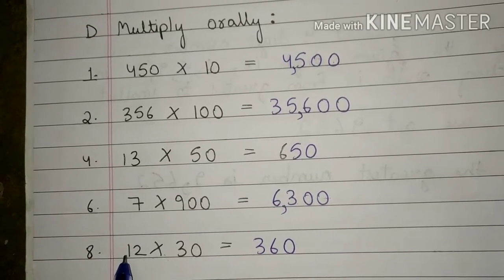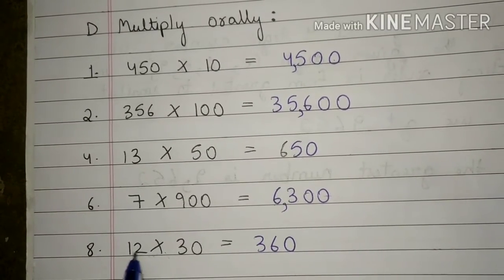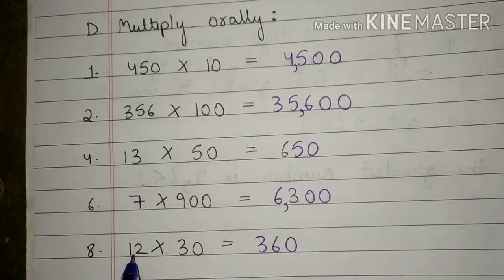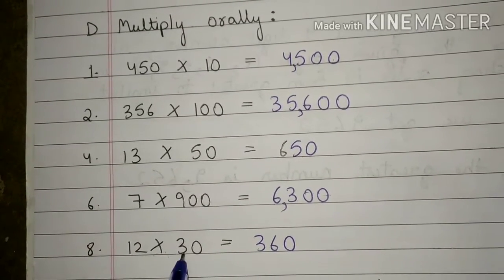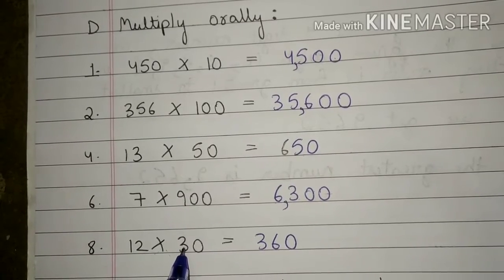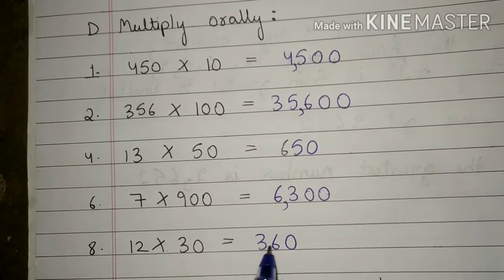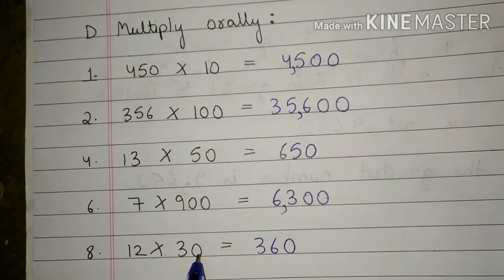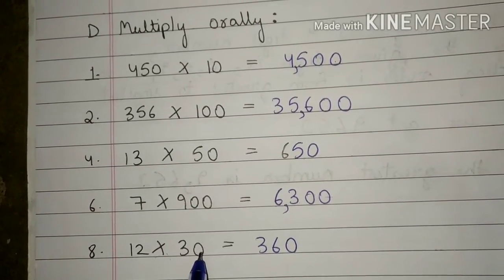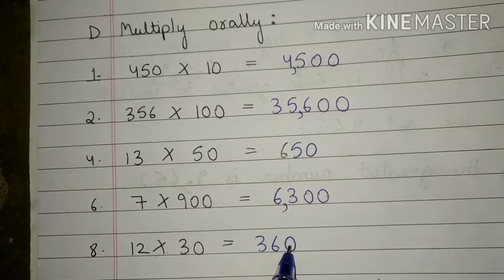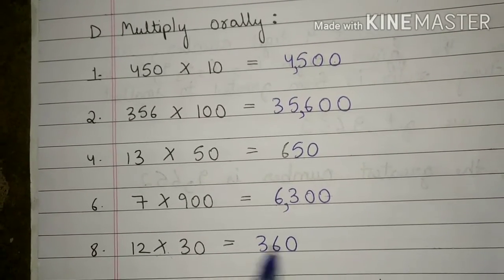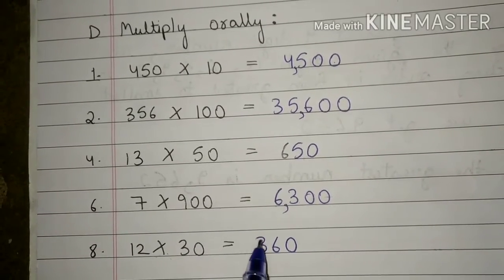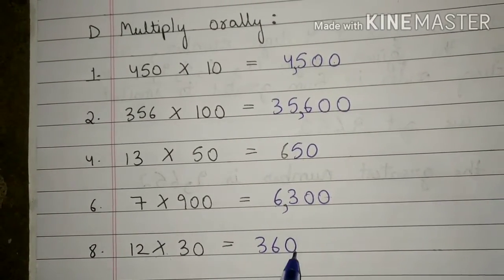Eighth question, 12 into 30. Students, first we will multiply 12 by 3. So 12 multiplied by 3 will give 36. So we will write 36 here. Students, here 0 is written. So we will write 0 here also. Now 12 multiplied by 30 will give 360.